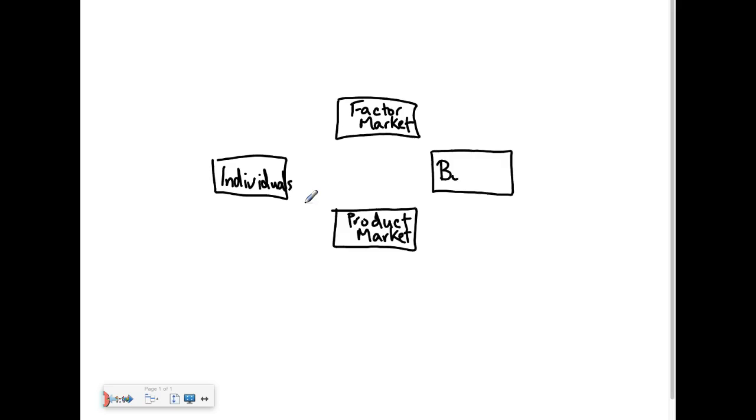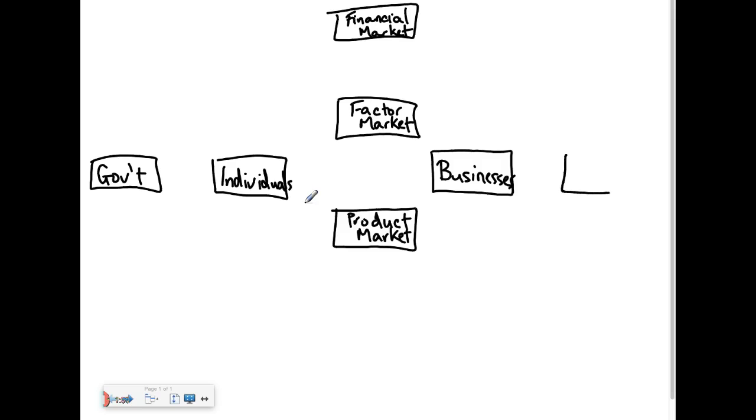Now notice that when I'm drawing this, I am putting the boxes fairly close together. The reason being is that now when we're expanding, we are actually going to be adding boxes on the outside. So behind individuals, we're going to add government. Above factor market, we're going to add the financial market. And then to the right of businesses, we are going to be adding the rest of the world.